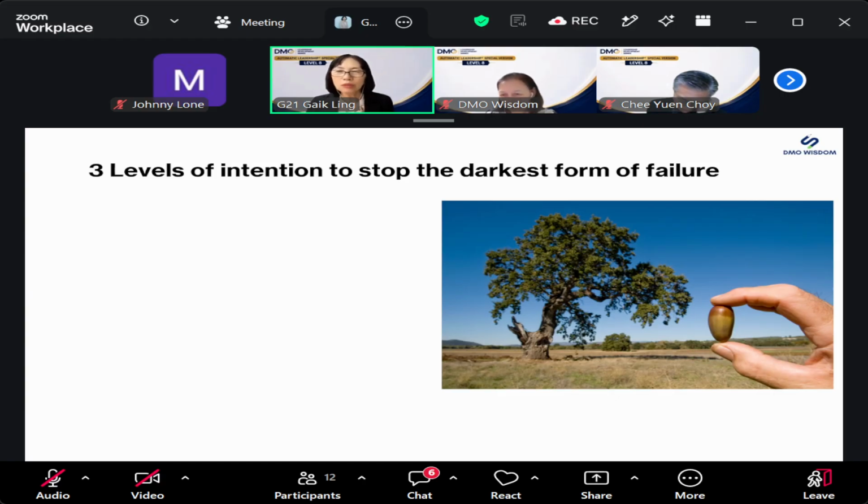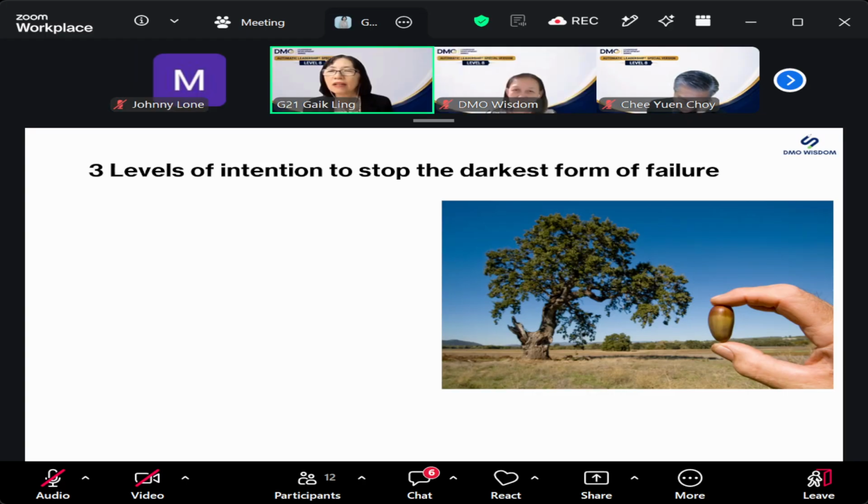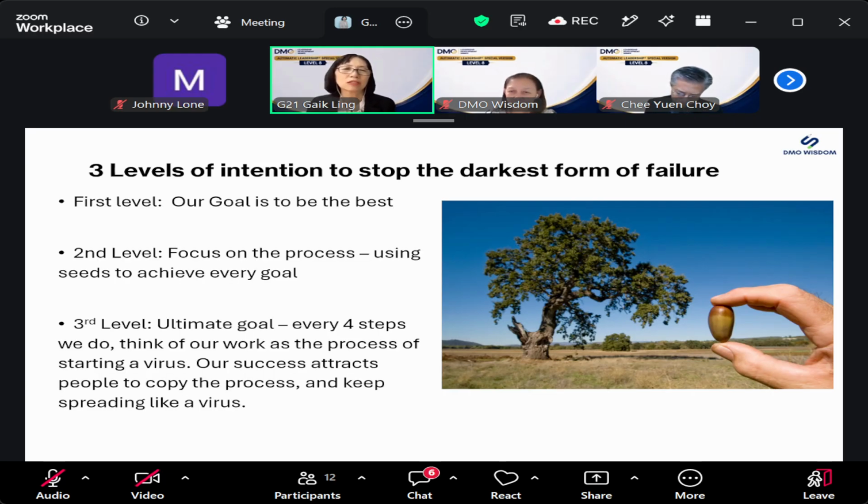Now, how do we make our seed big is by checking our intention. Intention is very important. Okay, so there are three levels of intention. First level is to make sure our goal is for the best. Second level, every process, as we say, using the 4 steps, the 6 system for every goal we want. Because when we use this, it means our intention is to help others. We want to be the best so that we can be successful, and how to be successful is by using the 4 steps. And the third level is, in every 4 steps, we think about how we make others become successful. This one I'll elaborate more next time.